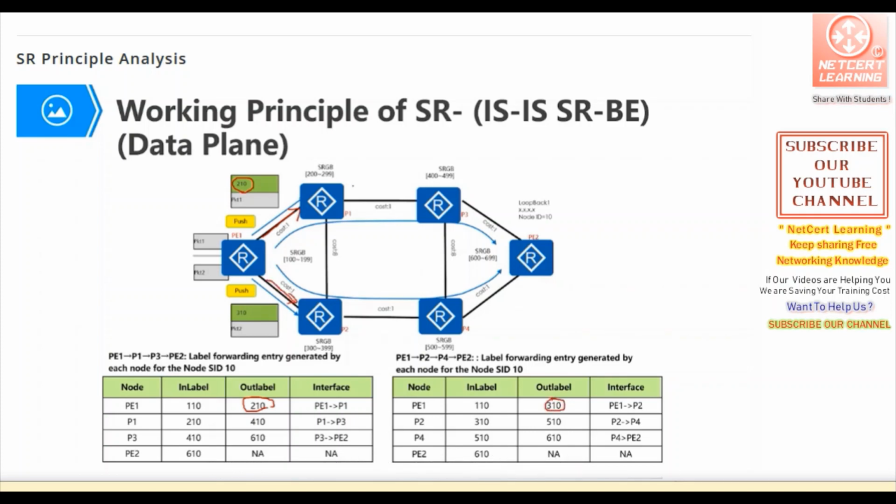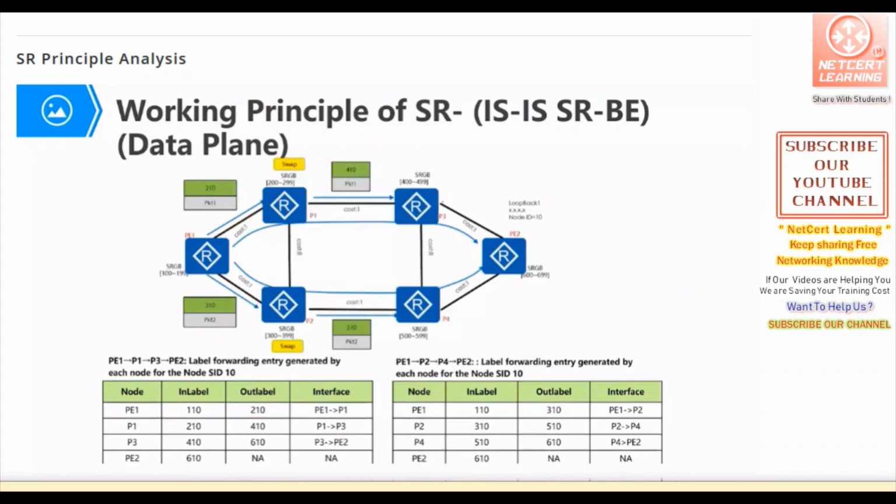For example, when P1 receives it, it will check the label. The in label is 210, so it will swap 210 to 410 and send it to P3. So P1 swaps 210 to 410 and sends to P3.